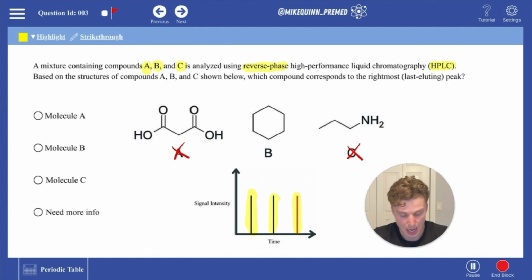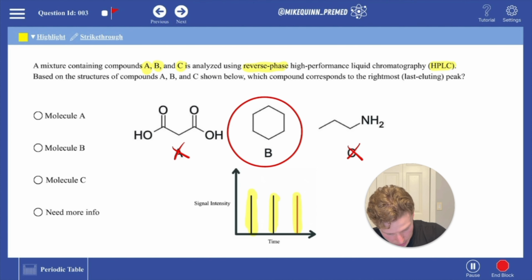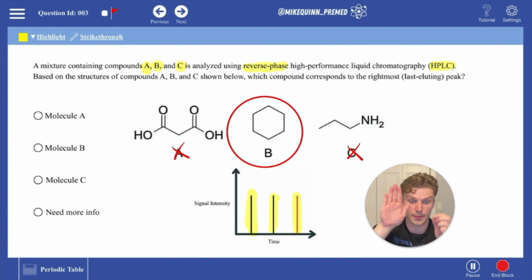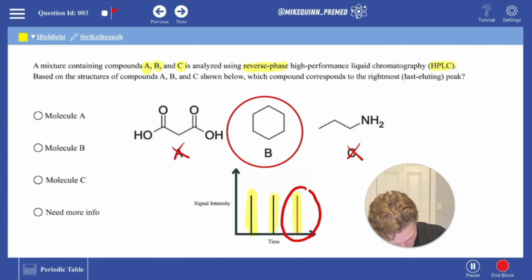We're going to detect that. Now B, this is just a hydrocarbon type situation, just hydrogens and carbons. It's very non-polar. There's no charge, there's no carboxylic acid, nothing like that. So what happens? B is pretty non-polar, so it's going to stick to this non-polar stationary phase. It's going to hang out there for a while, and then eventually it will fall off and we'll detect it, but after a long time has gone by. So in this reverse phase HPLC, this right here is going to represent our highest retention time, for molecule B. And so our answer is molecule B here.